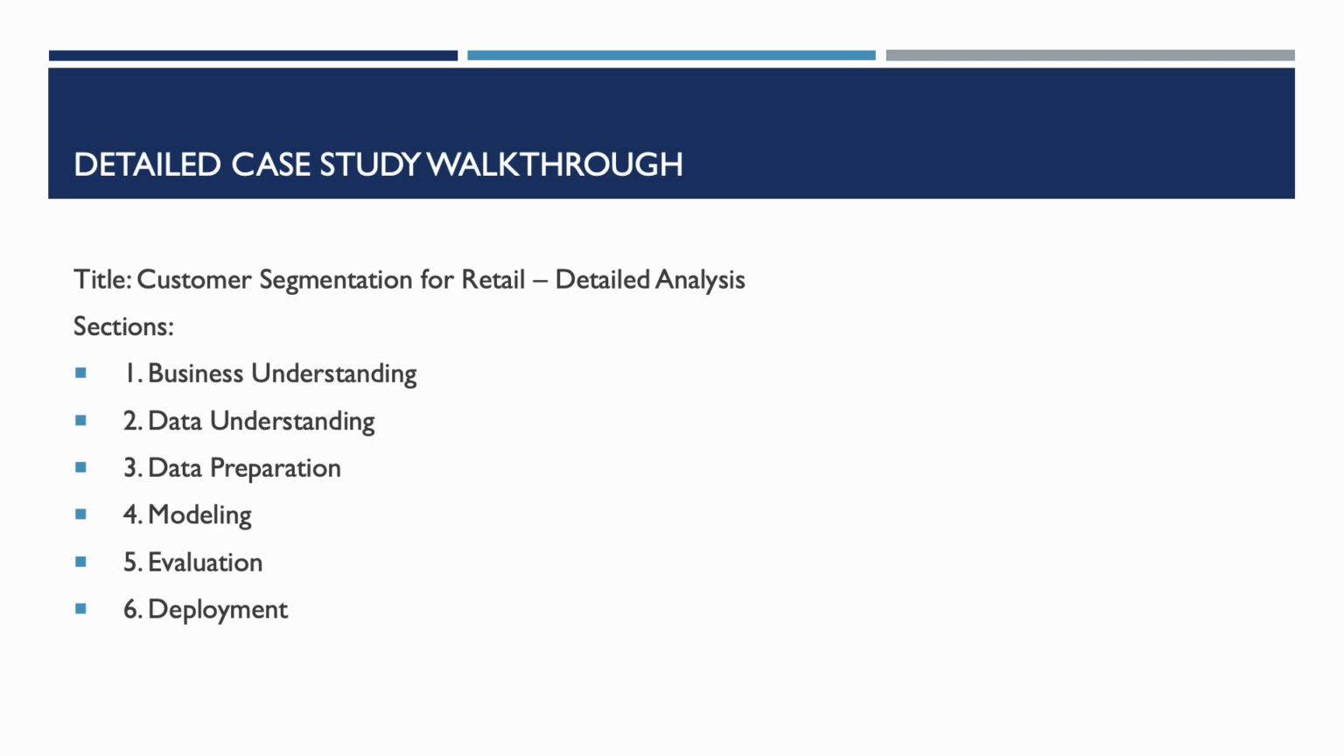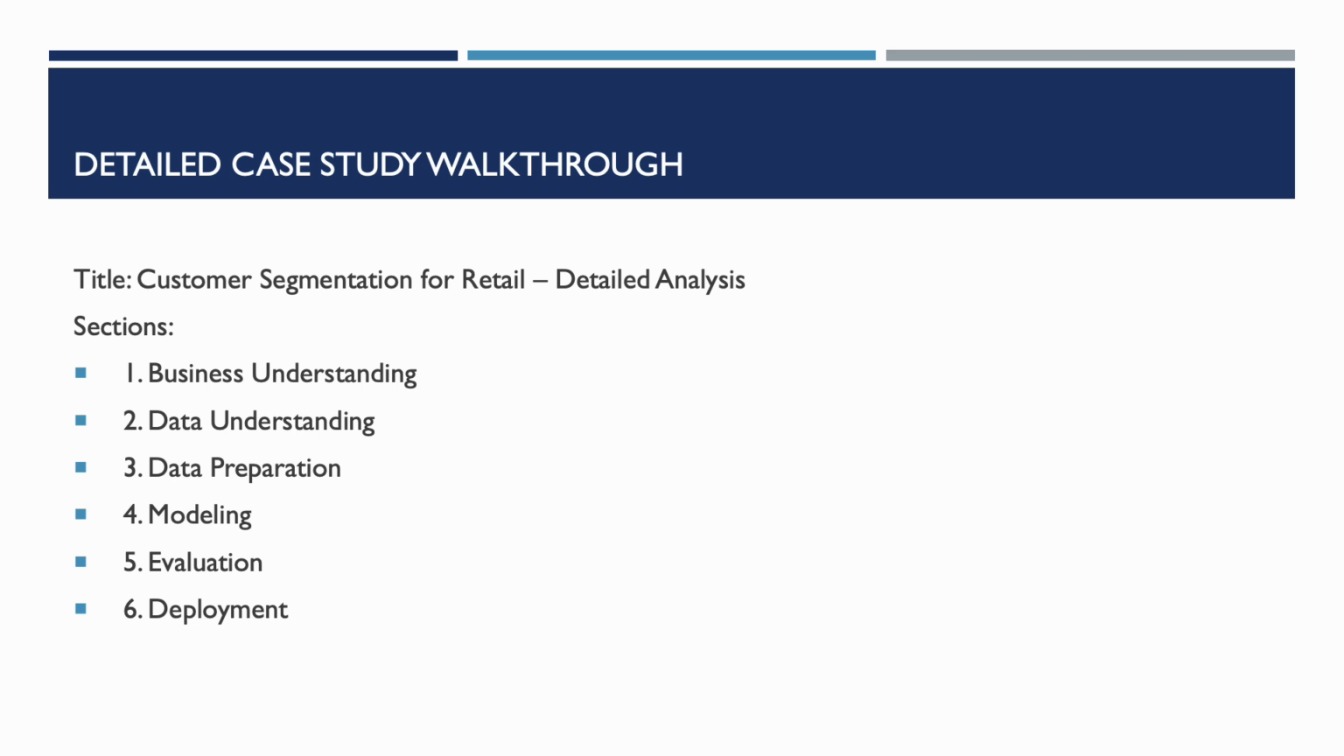Next is data understanding. After identifying the business objectives, the next step is to gather and explore the data. This includes customer demographics, purchase history, and transaction data. In this phase, we examine the data to assess its quality, identify patterns, and understand its structure. Next, we'll do data preparation, which involves cleaning, transforming, and organizing the data so that it's ready for modeling.